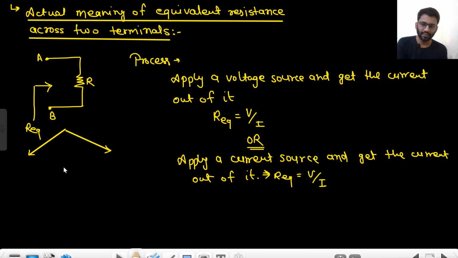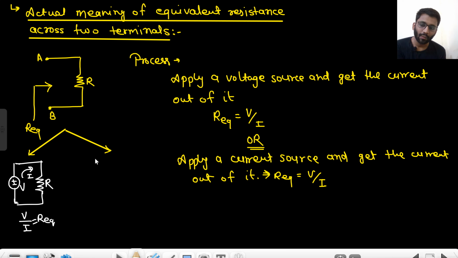That means you have this circuit and you need to find the equivalent resistance across AB. So what you will do? You will apply a voltage source across it, and get the current out of it, and then your V by I is your R equivalent. Or what you can do, you can apply the current source, any source you can apply, right? Voltage source or current source, and then measure the voltage across this current source. Then your V by I would be your R equivalent.